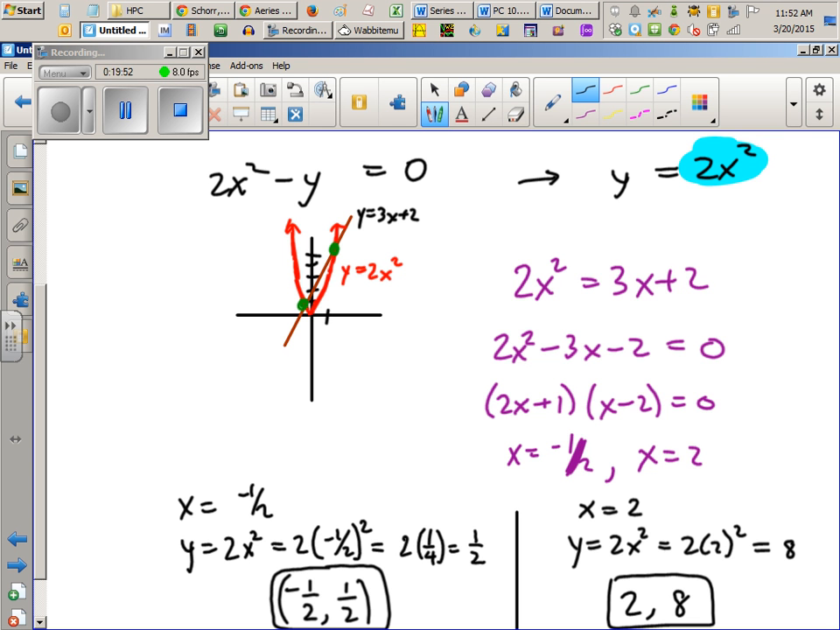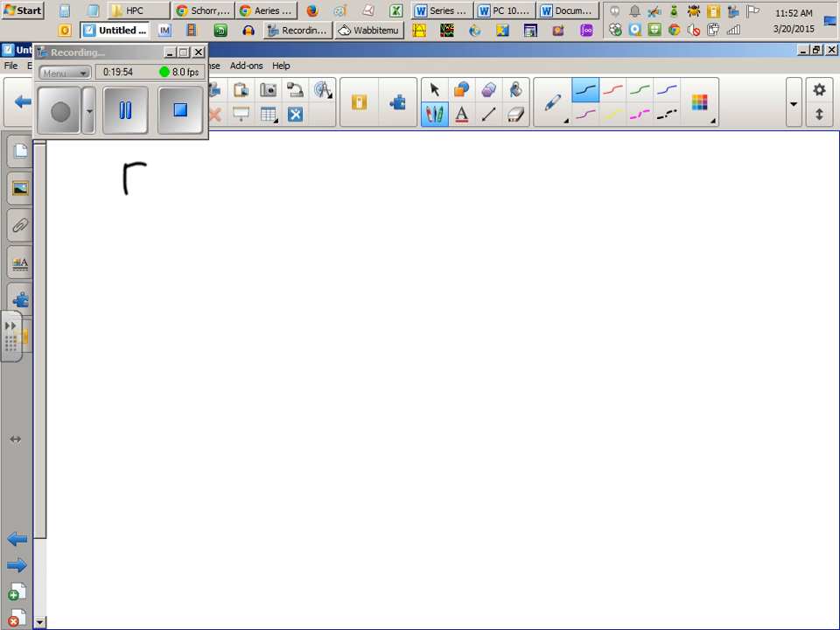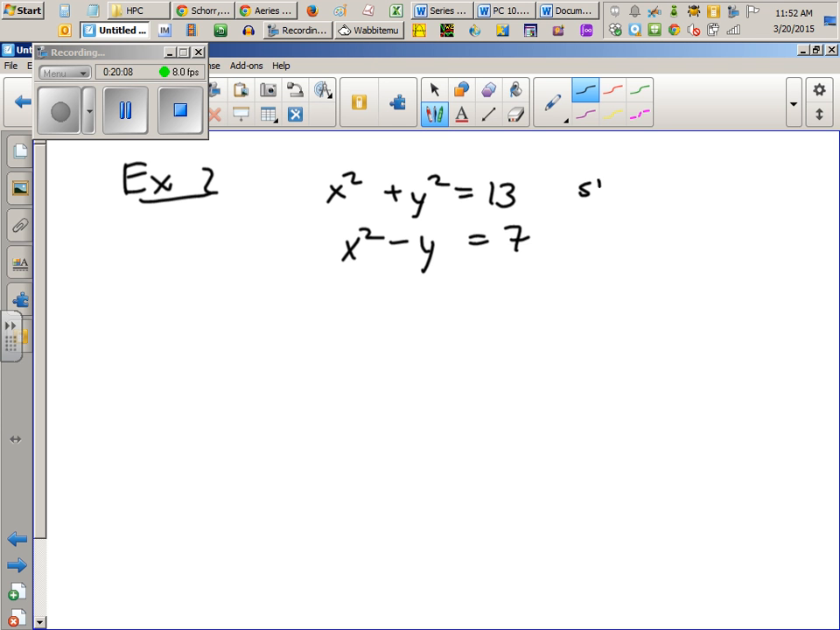Okay, let's go to the next example. So you can kind of see what we're doing now today, right? Example 2, I picked this problem. x squared plus y squared equals 13, x squared minus y equals 7. Now in this problem, this one is a circle. This one is a line. No, it isn't. It's a, what is it? Parabola. Yeah, because it has the x squared but not the y squared, right?